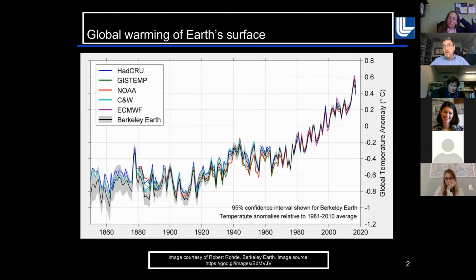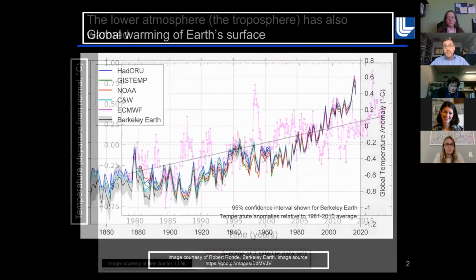And that warming is roughly 1.1 to 1.2 degrees Celsius, so nearly 2 degrees Fahrenheit, from the mid-1800s through to the present. So what we're going to try and understand today is what are the main drivers of this overall increase in the temperature of the Earth's surface.